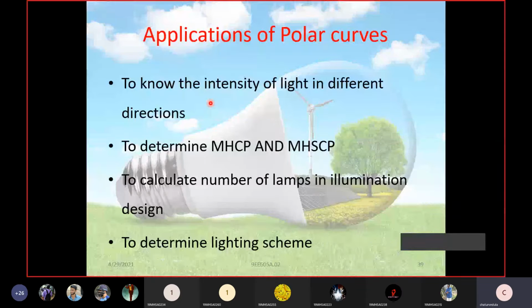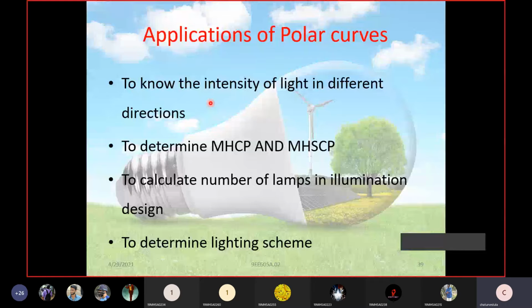Then comes the application of polar curves. Polar curves are used for knowing the intensity of light in different directions. Whether you want to know the luminous intensity at 180 degrees, 90 degrees or 270 degrees, whatever the direction in which you want to know the light intensity, you can find it from the polar curve. And from the polar curve, we can determine the mean horizontal candle power and mean horizontal spherical candle power. So two things we can determine.